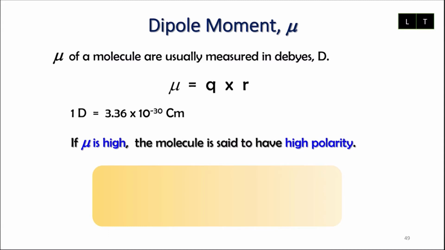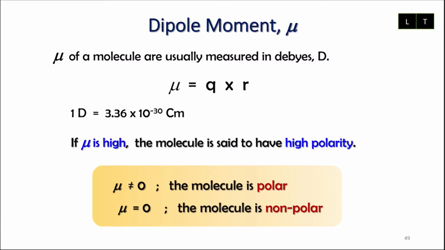So, to conclude that, awak tak perlu calculate, but you have to understand, sekiranya mu is not equals to 0, we can understand the molecule is polar. But if mu equals to 0, the molecule is non-polar. So, dia opposite. So, ini sahaja yang awak perlu faham untuk dipole moment.